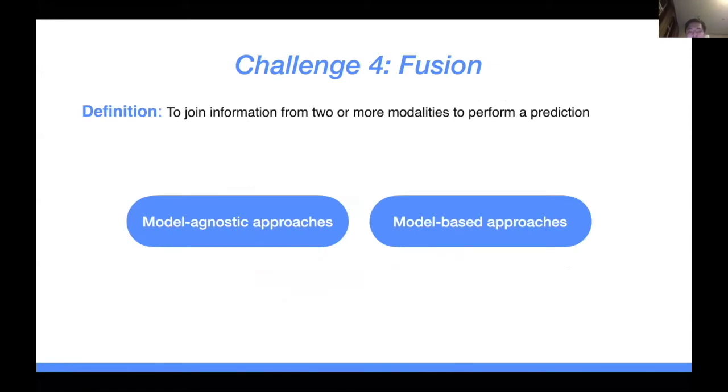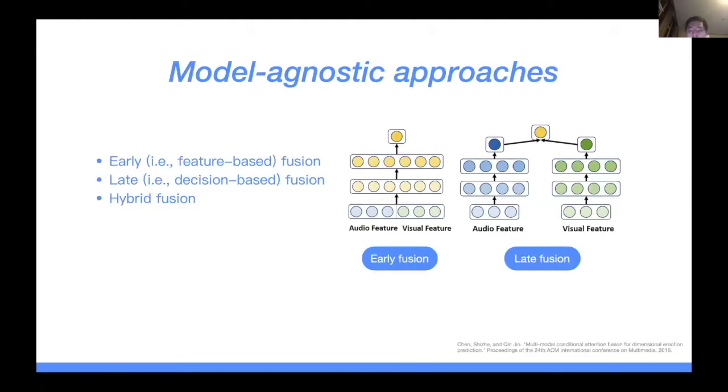And the fourth challenge is to join information from two or more modalities to perform a prediction. For example, for audiovisual speech recognition, the visual description of the lip motion is fused with the speech signal to predict spoken words. We categorize multimodal fusion into two types, model agnostic approaches and model-based approaches. Historically, the vast majority of multimodal fusion has been done using model agnostic approaches. Such approaches can be split into early, late and hybrid fusion.